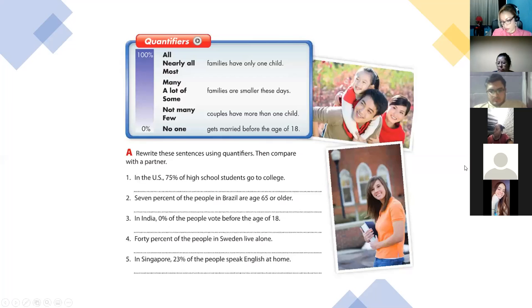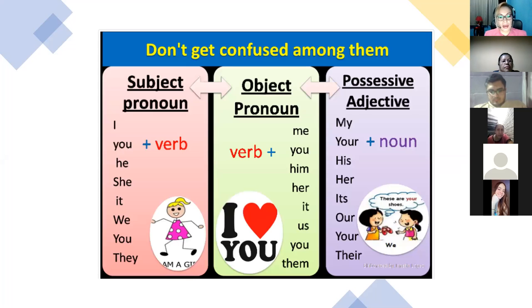Okay, that was it. So we're going to start this review with the subject pronoun, object pronoun, and possessive adjectives. And I have this chart, so we don't get confused, right? Subject pronouns are the personal pronouns, the subject of the sentence. Normally we use the subject pronoun and a verb. We have a small example here. I am a girl. I is the subject, am is the verb, and then we have a complement.